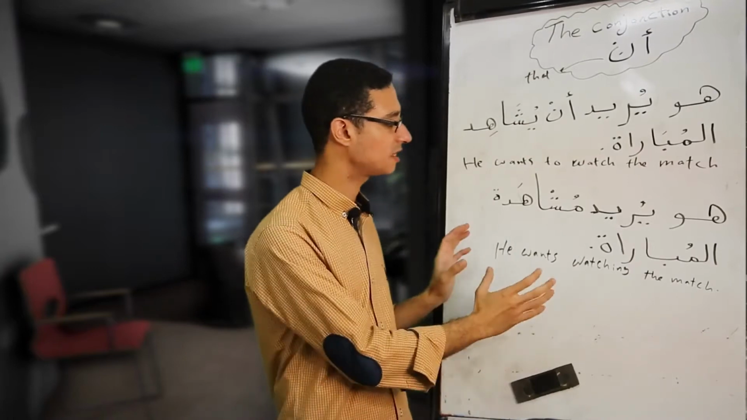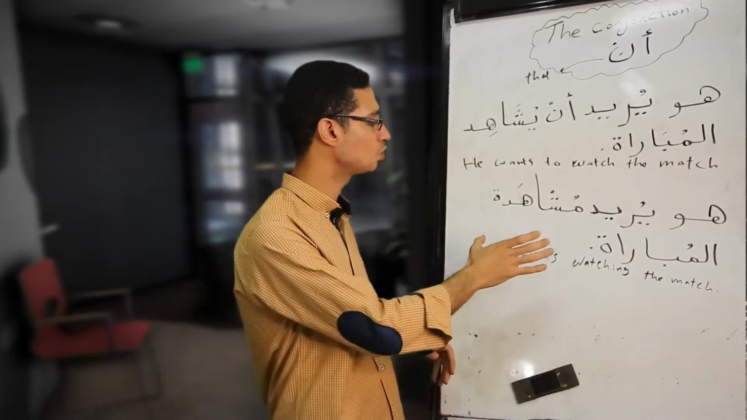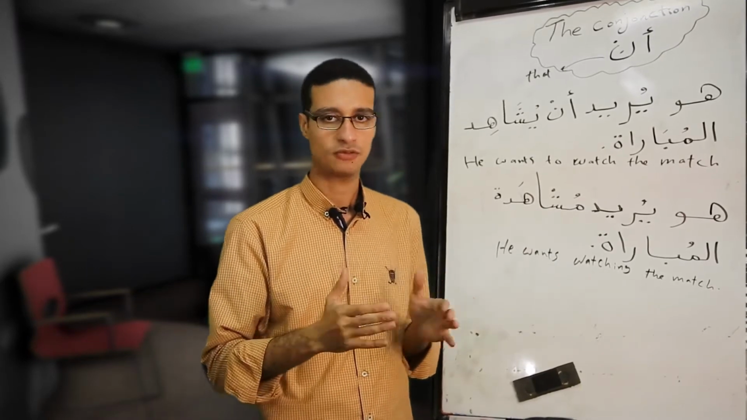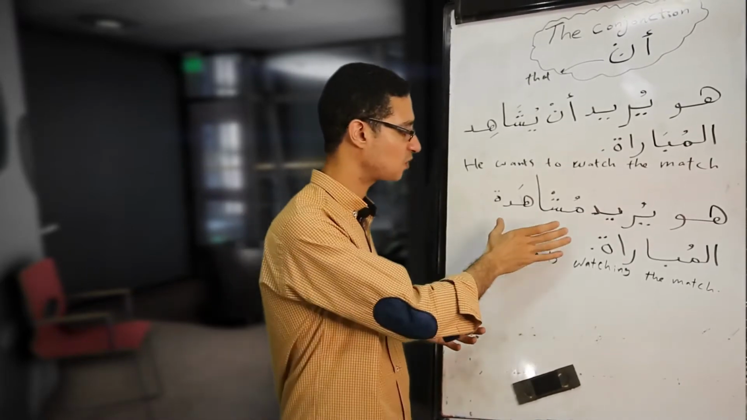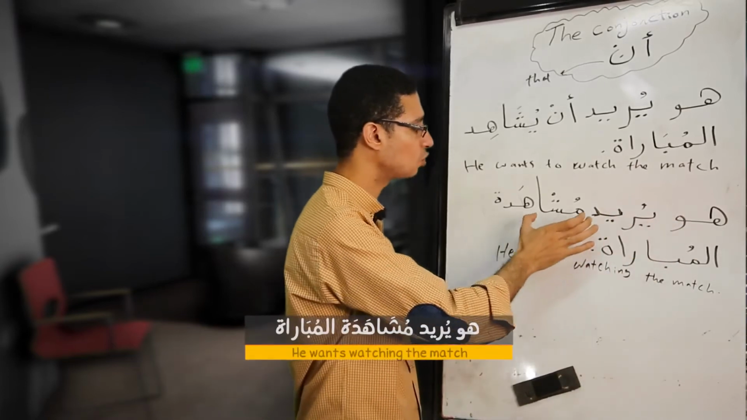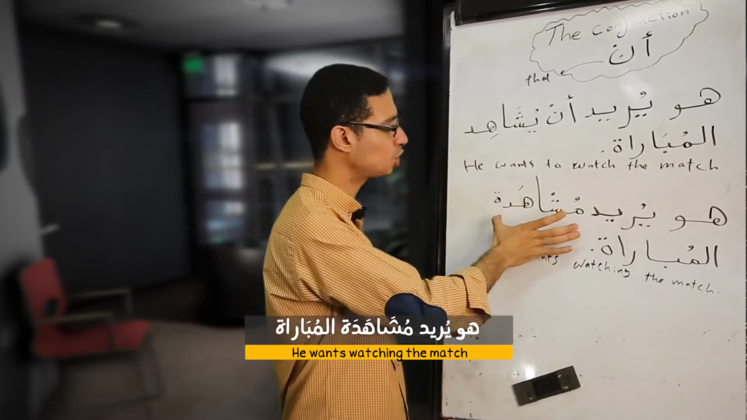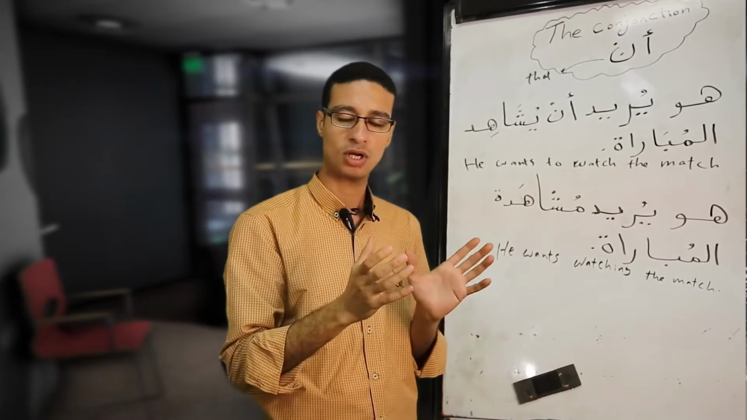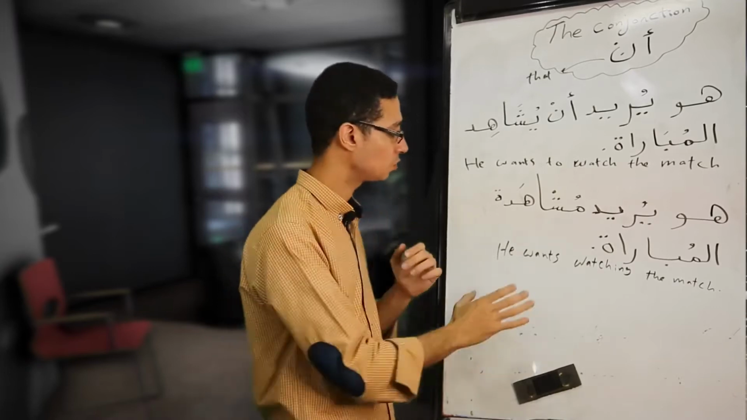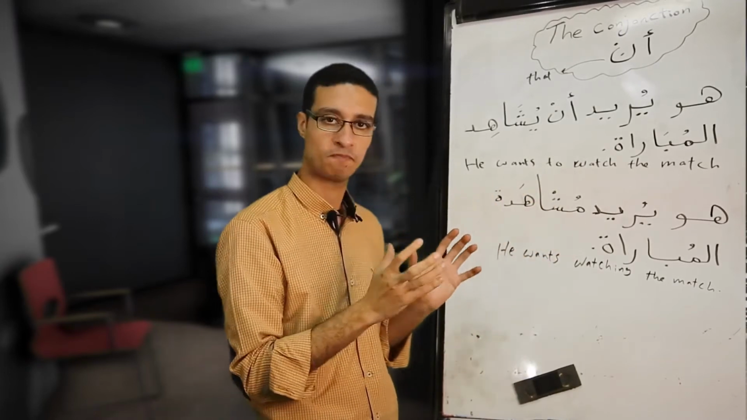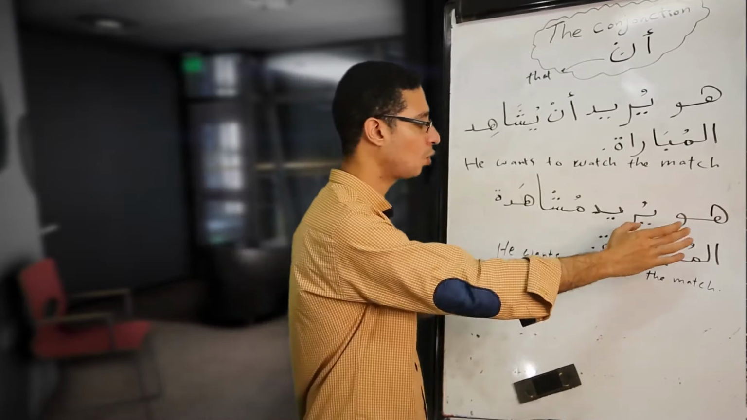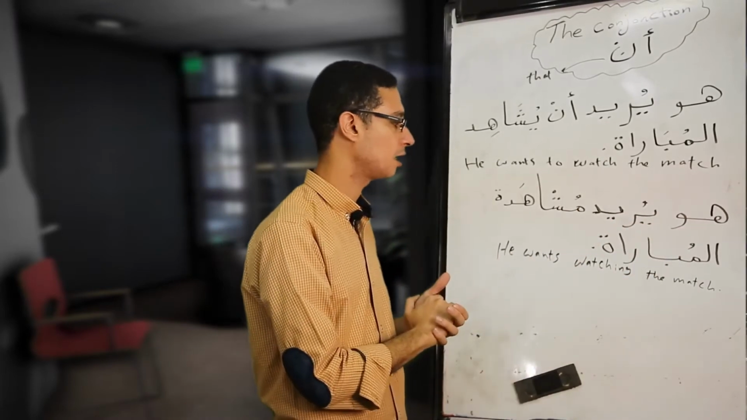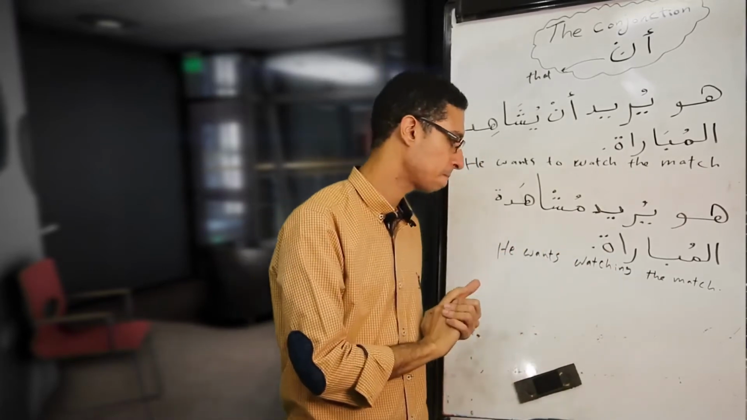Another way to form the sentence in standard Arabic is to use masdar. Masdar, it's like the infinitive. It's not infinitive because it's not a verb, it's a noun. So هو يريد مشاهدة المباراة. مشاهدة المباراة means watching the match. مشاهدة means watching. It's a noun. So هو يريد مشاهدة المباراة, he wants to watch the match, or he wants watching the match.